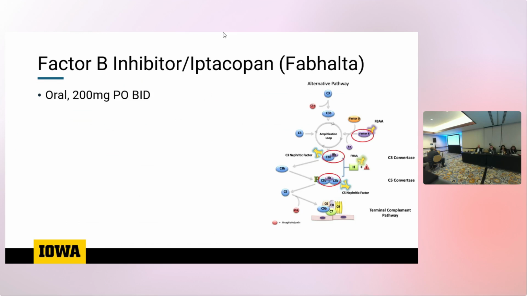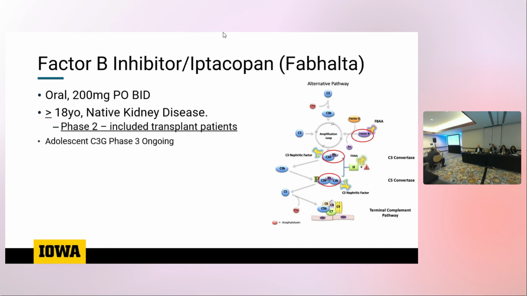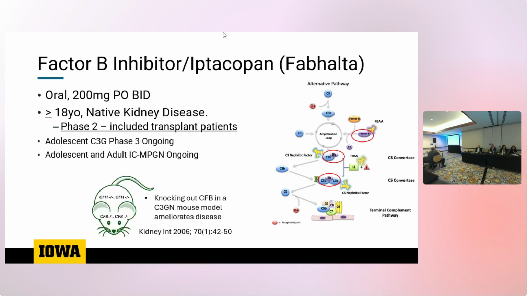This is what you're blocking if you're using a factor B inhibitor. And the really important piece to notice there is that you have the ability to block both of the important central enzymes, so both of the convertase, the C3 and the C5 convertase. This was 18-year-old native kidney disease. Phase 2 included the transplant, already mentioned, and adolescent C3G phase 3 is ongoing, as is the adolescent and adult IC-MPGN. And again, I'm not speaking a ton about IC-MPGN in this particular setting, though of course I'll bring it back up again when we get to pegcetacoplan.